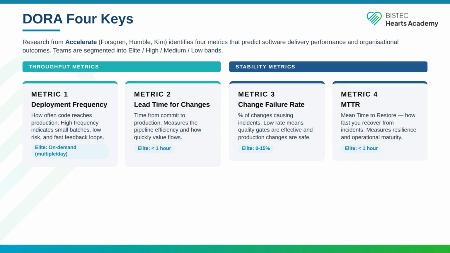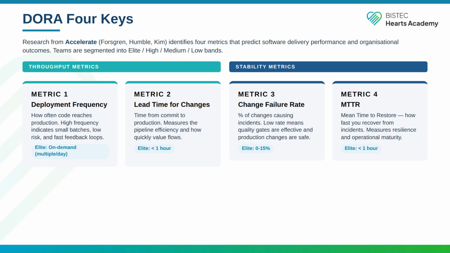The DORA program, DevOps Research and Assessment, has been running large-scale surveys since 2014. The 4 keys are the result. 4 metrics that consistently predict software delivery performance and, more importantly, organizational outcomes like revenue growth, employee satisfaction, and reliability.